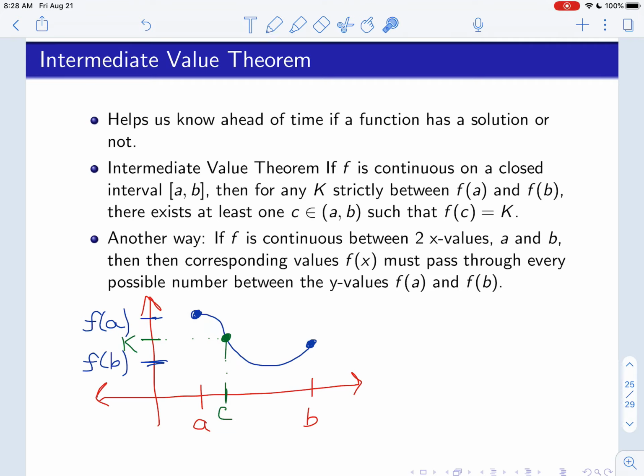Alright, so another way of saying that is just as long as f is continuous, and I look at the two y values, f of a and f of b, then the graph has to pass through every possible y value in between f of a and f of b. It can't skip any, because if it skipped one, then it wouldn't be continuous. So as long as it's continuous, it has to go through all the y values in between this y value and this y value in order to get from one point to the other. Okay? So we'll see how to use this in just a minute.